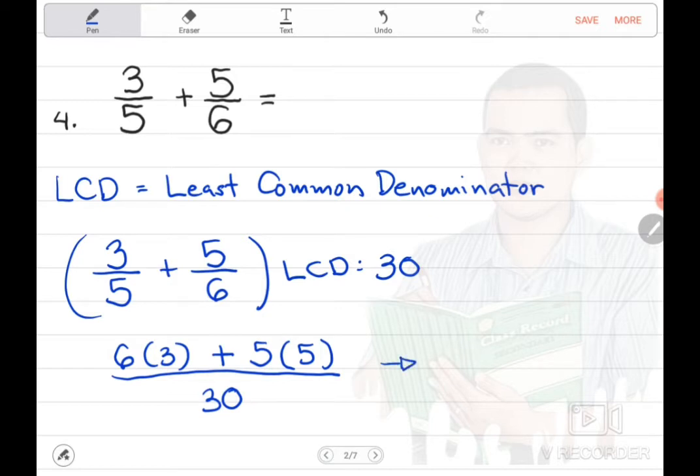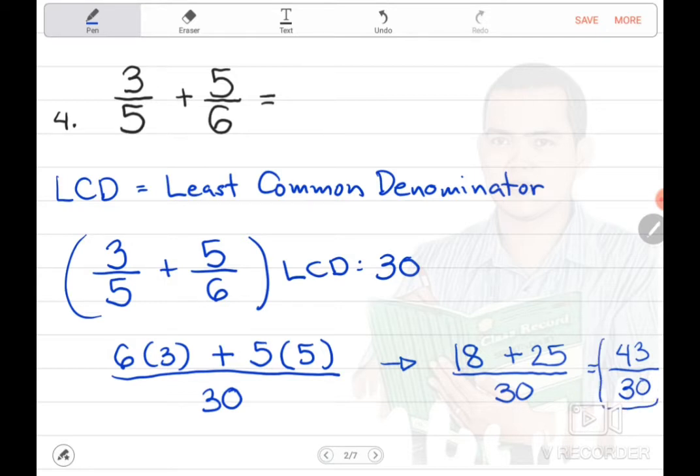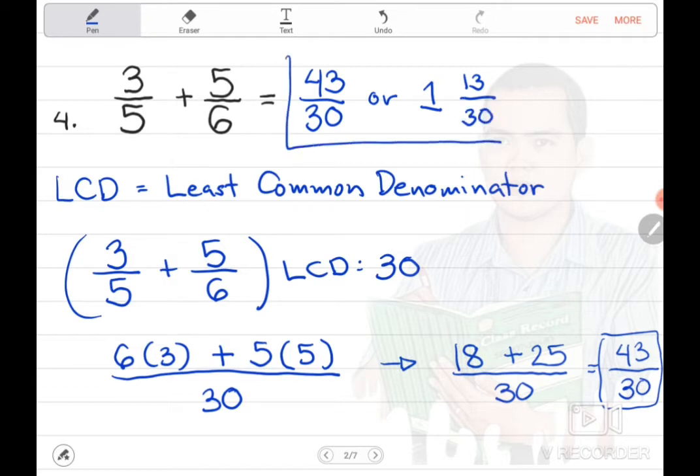What is 6 times 3? That is 18. Plus 5 times 5, that is 25, all over the LCD. So what is 18 plus 25? That is 43 over 30. So this will be our final answer. So the answer will be 43 over 30, or it will become 1 and 13 over 30. Okay? Clear?